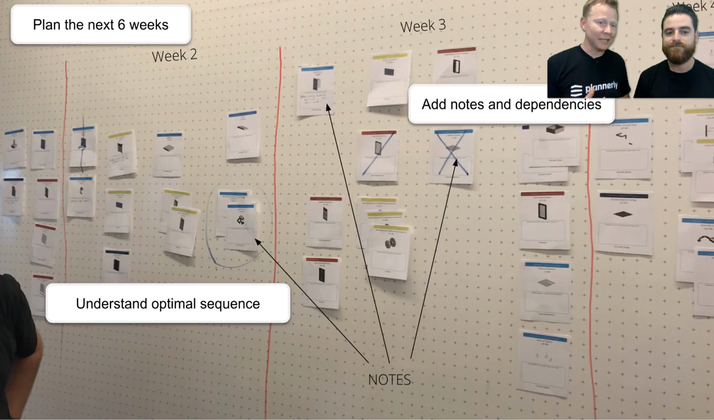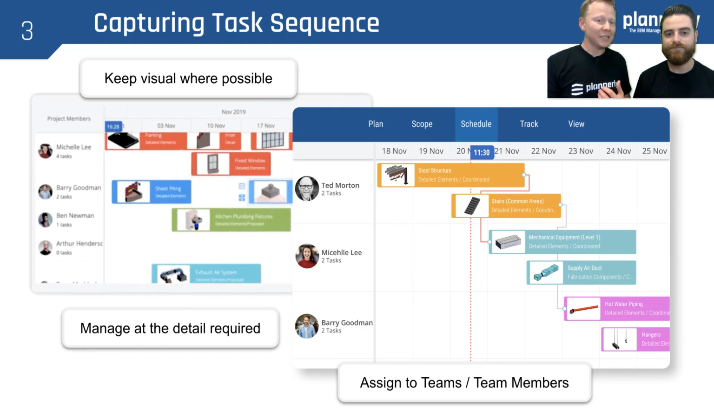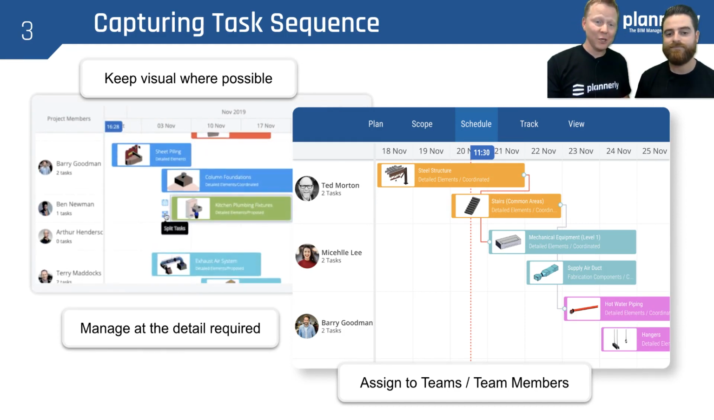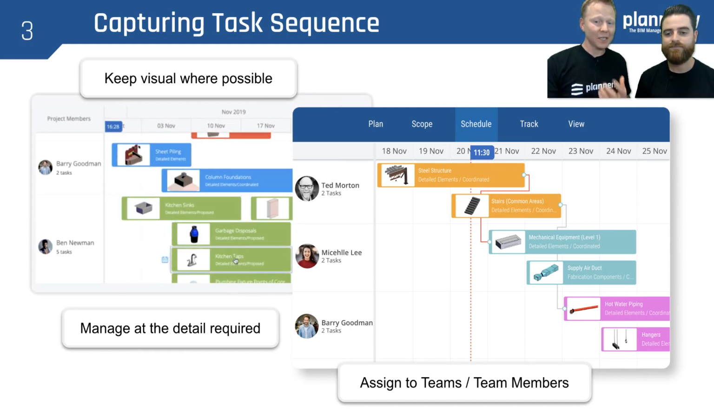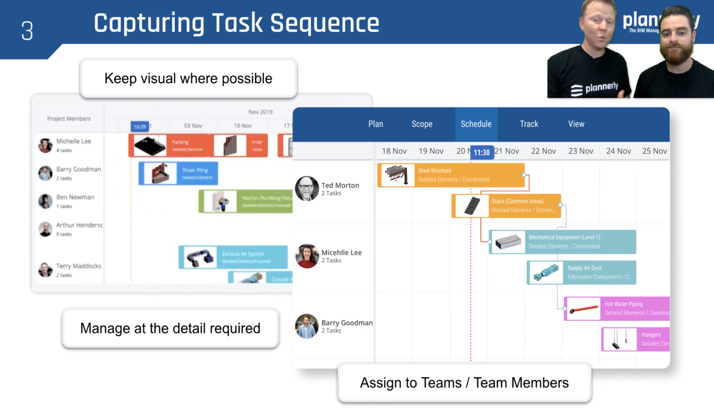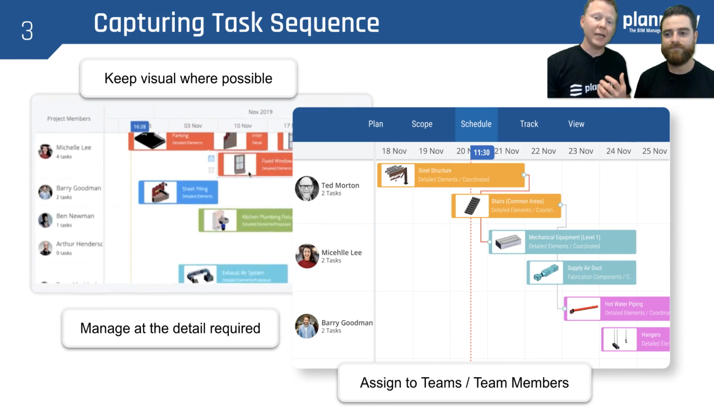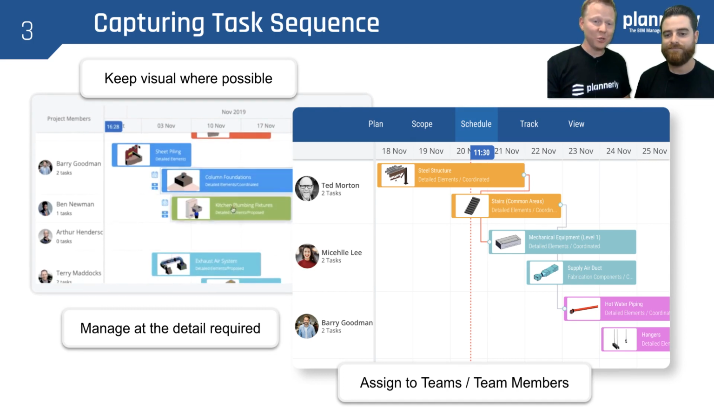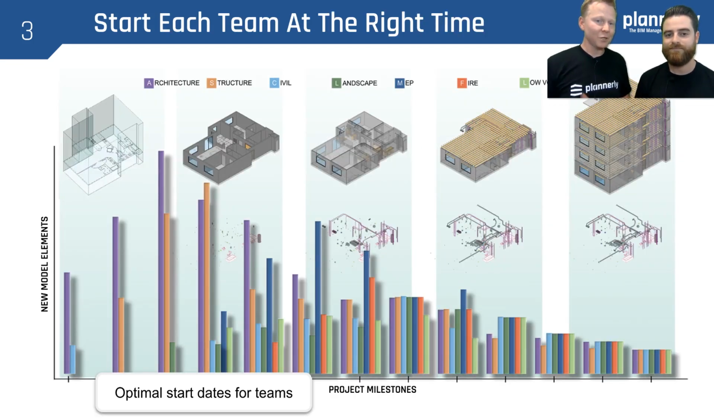The result usually is a 6-week look ahead that we can understand the dependencies and also understand the notes and the optimum sequence. And we can start to capture those in a visual way. And so we can start to identify where the critical dependencies are, and we can have those tasks assigned to team members as well. The result is we start each team at the right time. With the optimum start date, it means that we are not wasting people's time.